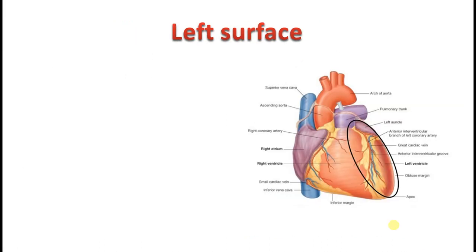Next we will come to the left surface of the heart. Now the left surface of the heart, that circled area that you are seeing, is mainly formed by the left auricle and the left ventricle. The left auricle and the left ventricle form the left surface of the heart.